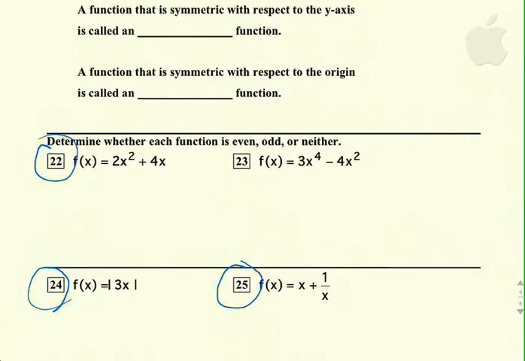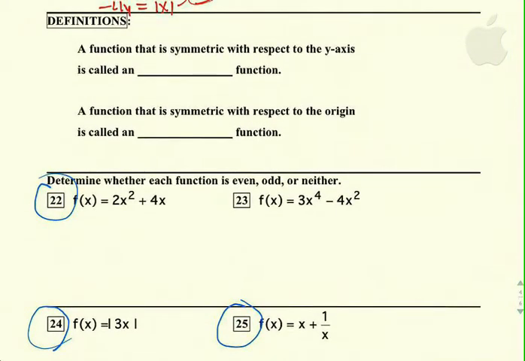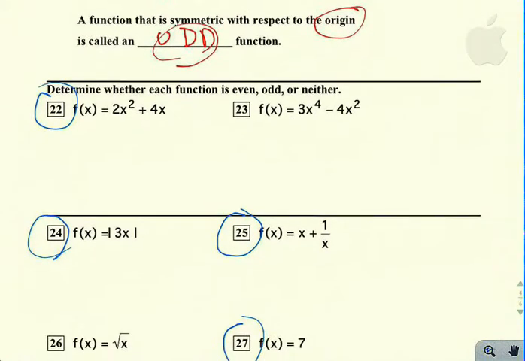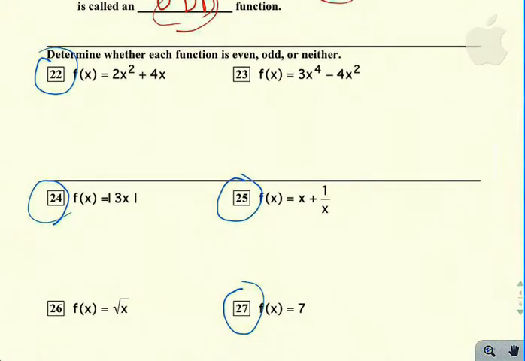Now remember, a function that is symmetric to the y-axis is called even. And a curve that is symmetric to the origin is called odd. Origin, odd. Y-axis, even. So, good news. A curve can be either even, odd, or neither, but never two of those. So if we find one, we don't have to find the other.